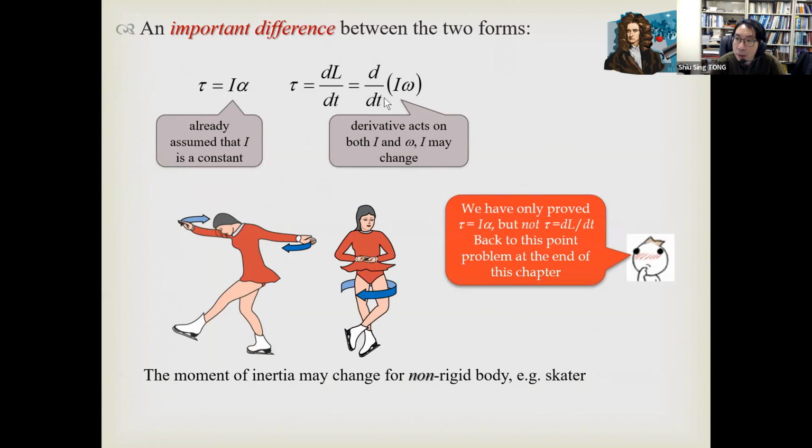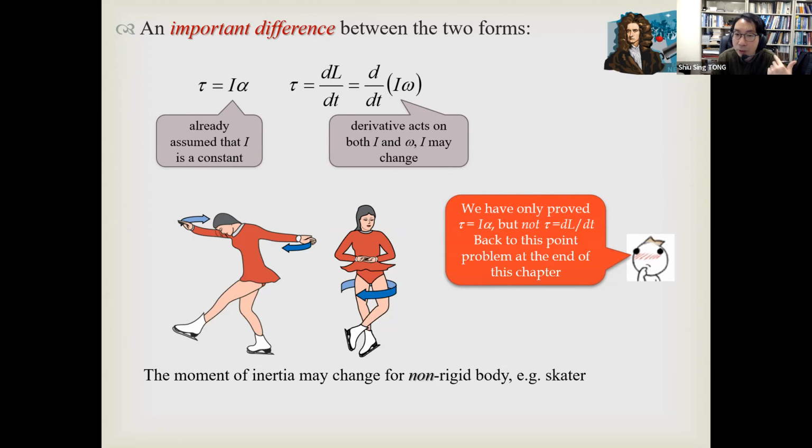Now, there's an important difference between the two. In deriving this form of Newton's second law, we have assumed that the I is a constant, right? The I doesn't change when the body rotates. And that is only true for a rigid body. For a rigid body that cannot be deformed, the I remains a constant during the rotation. But that is not true if the body can be deformed. What body can be deformed? If the body is not rigid, then it can be deformed easily.